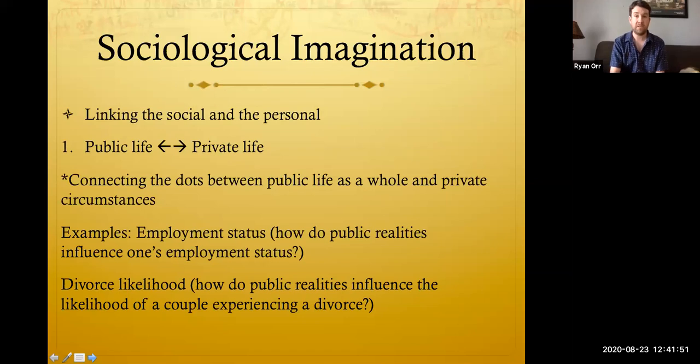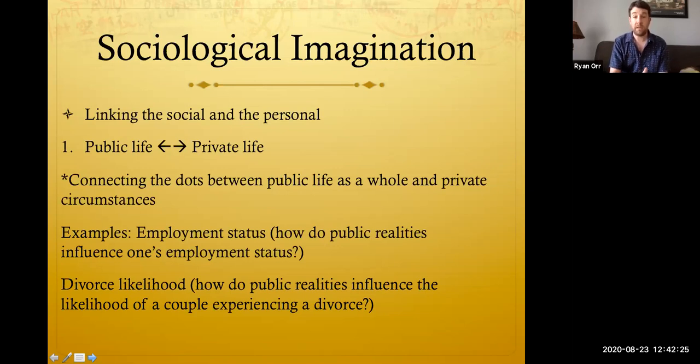So he breaks down the sociological imagination in two different ways. Overall, it's a way of thinking, a cognitive skill, connecting the social to the personal. Specifically, he explains it by looking at how public life shapes private life. Often we look at one's private life and we tend not to think about the larger social influences that do have an impact on who they are in terms of their private life.